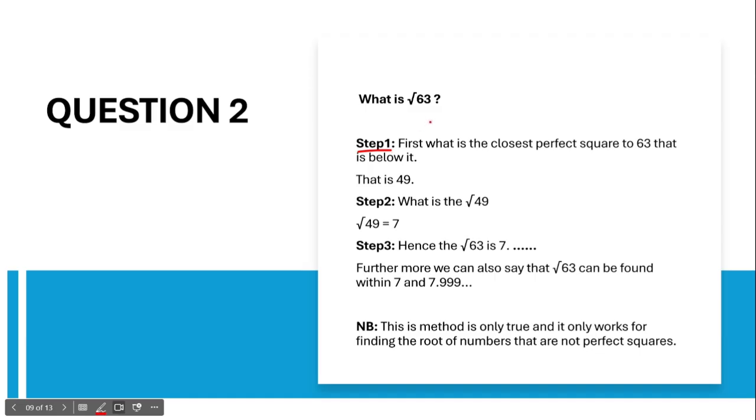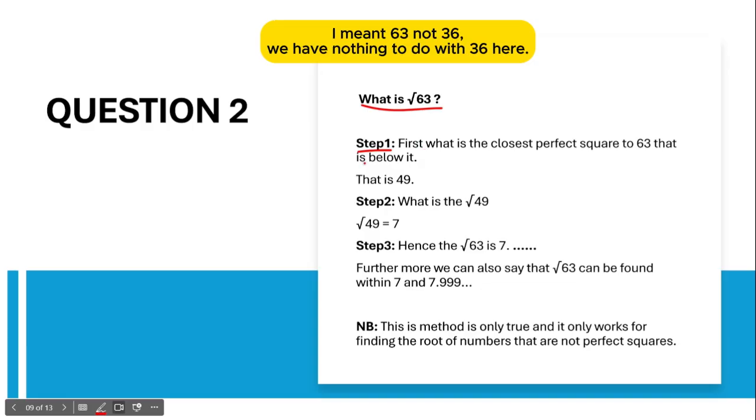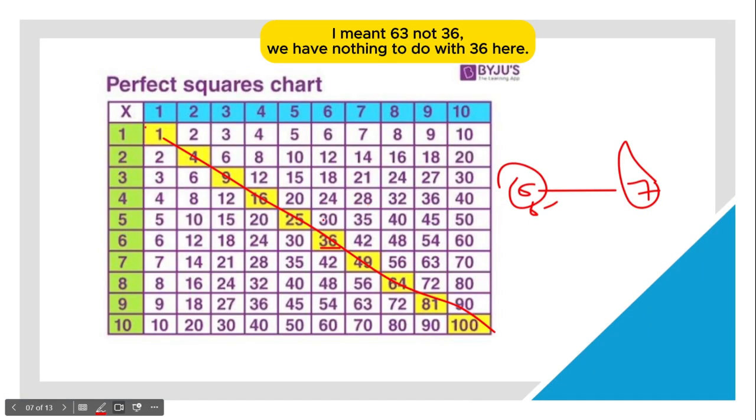Step 1, we're asked what is the square root of 63. What is the closest perfect square to 63 that is below it? Going to our chart again, where can we find 63 within this line we drew here? We can see that it's in between 49 and 64.